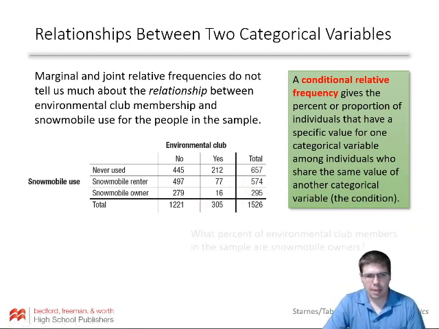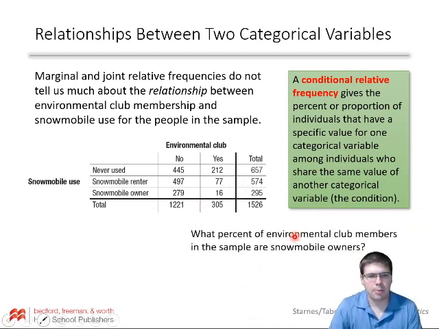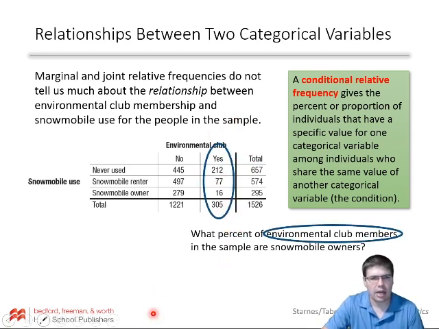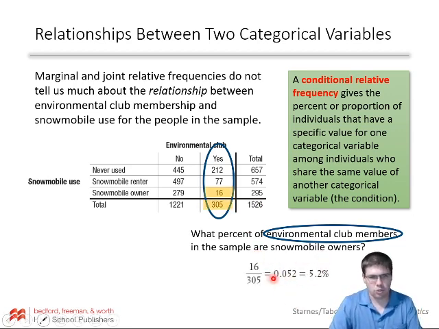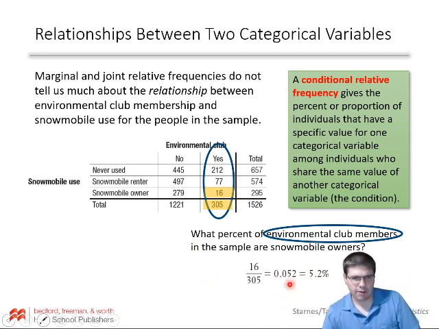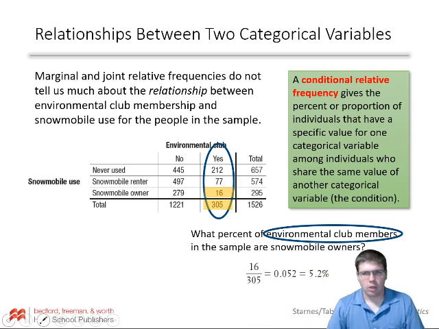So, for example, we could ask the question, what percent of environmental club members in the sample are snowmobile owners? We're just focusing on the environmental club. So that's our condition, right? Given that condition, that's who we're going to focus on, just that column. And then we want to know how many are snowmobile owners. So we're really limiting it down to these 305 people. Of those 305 people, how many are snowmobile owners? 16 is the how many, and if we want to turn it into a relative frequency, a percent, we get 5.2%. So we can see that of the environmental club, 5.2% own a snowmobile.